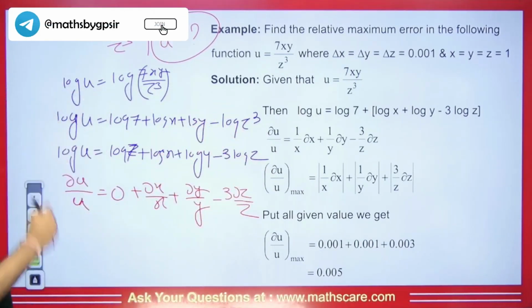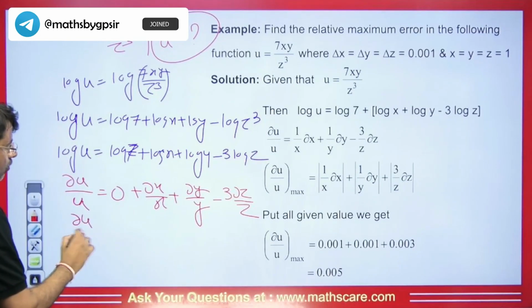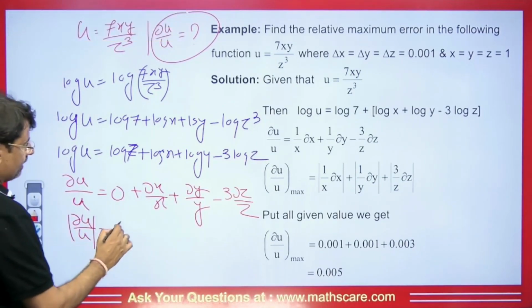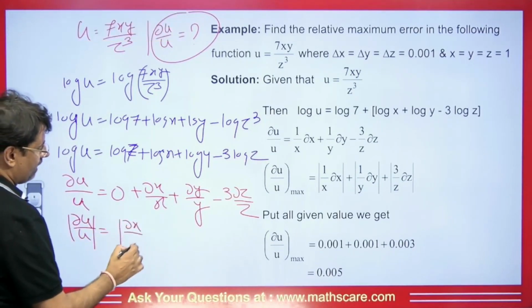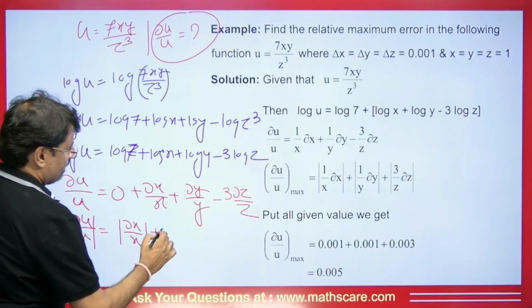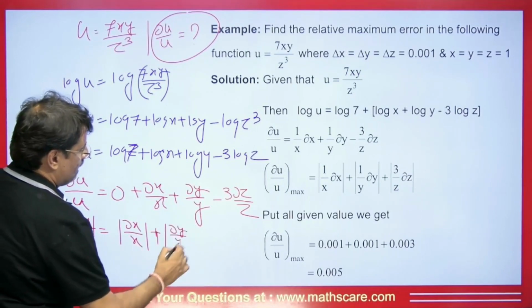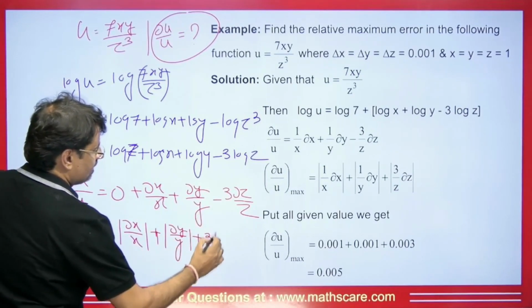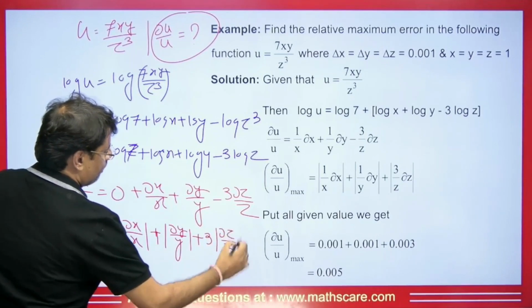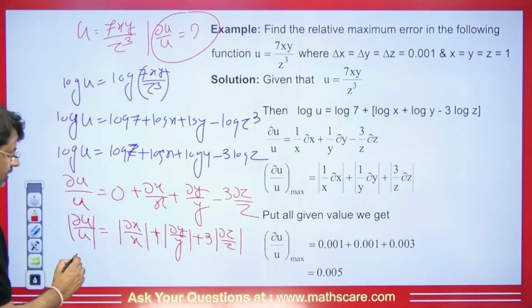If we talk about maximum relative error, then what will we do? We will take the modulus. When we take the modulus of this, it will go in front of everything: modulus of del x upon x plus modulus of del y upon y. Because of the modulus, this minus which will come will become plus, you need to pay attention.